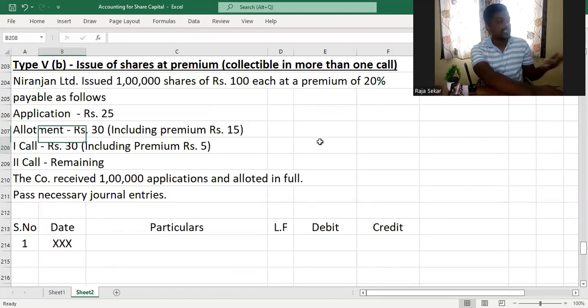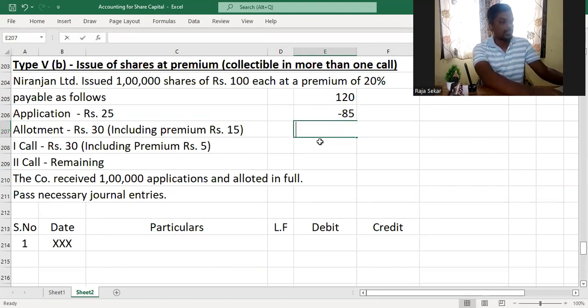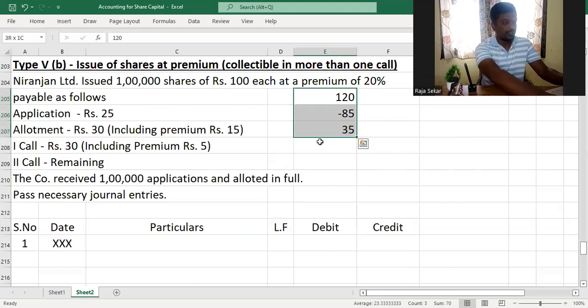So in this question, they have not given the amount for the second call. They told us it is remaining, so we need to calculate it. The issue price along with premium is 120, and with application we are receiving 25. With allotment we are receiving 30, and with first call we are receiving 30. So what we are left with is 35 rupees. So the second call would be 35 rupees.